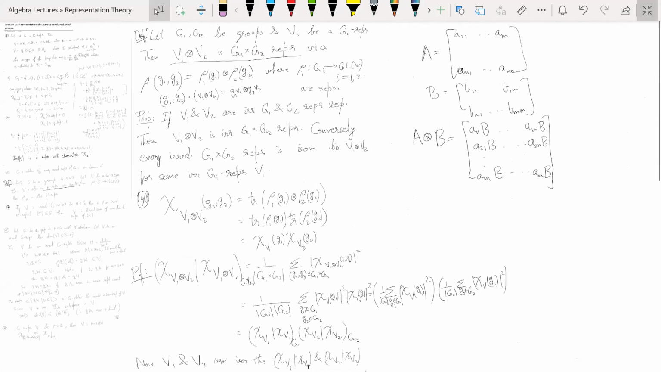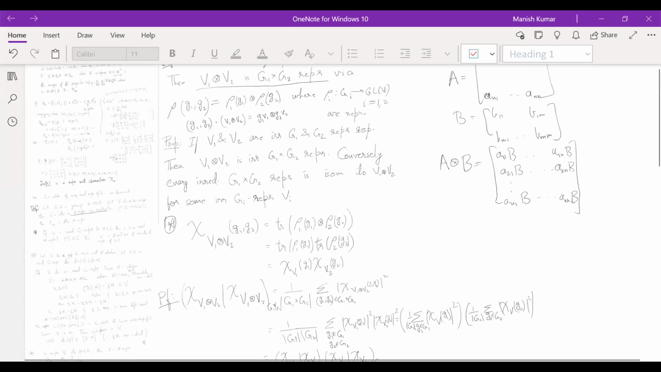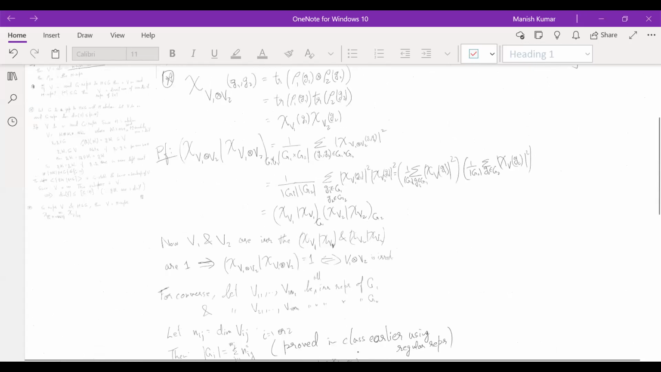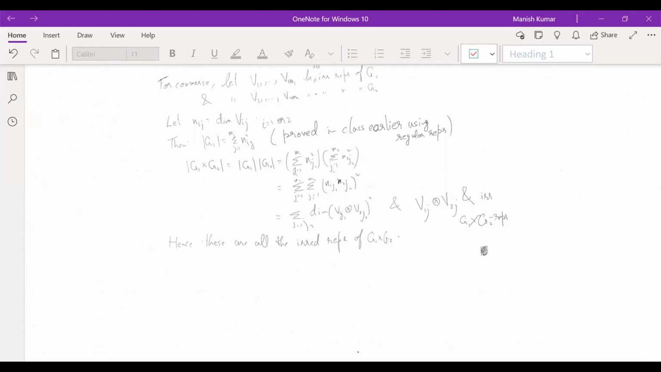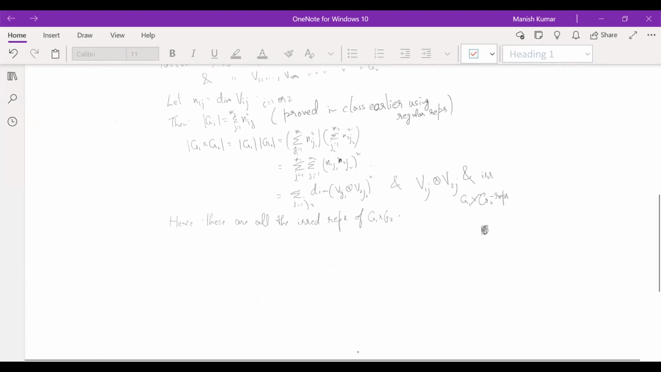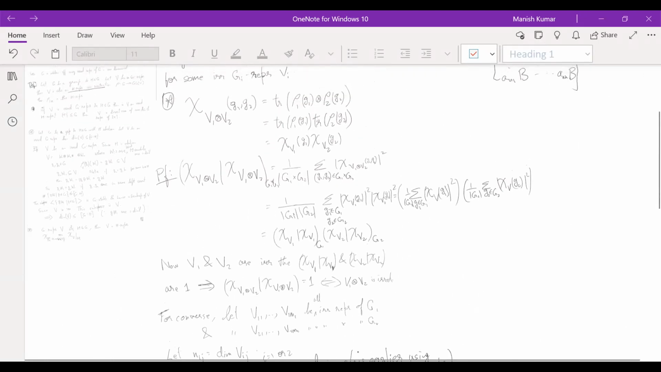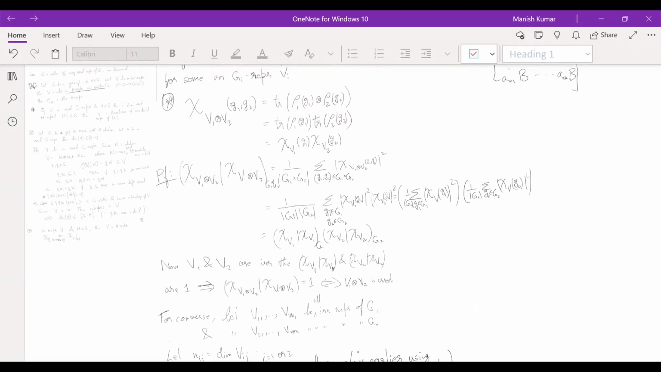So maybe this is a good place to stop. In one minute it will be difficult to even define the induced representation. So next class we will see the induced representation. We saw the restriction representation and the product representation. Next class we'll do the induced representation.